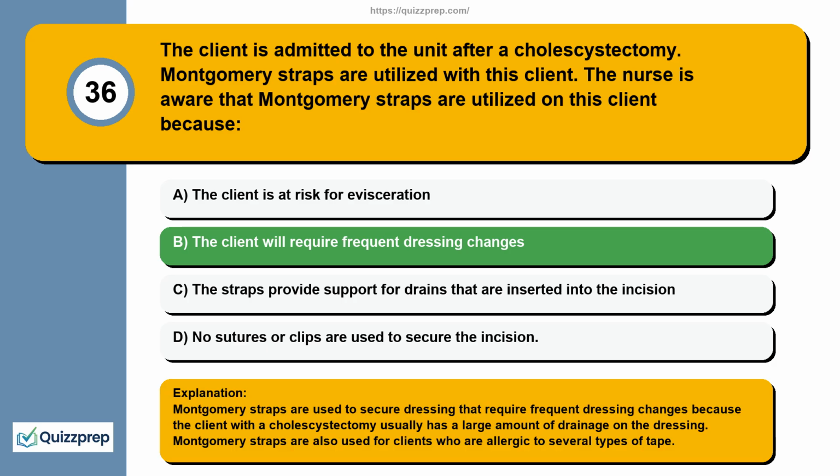Montgomery straps are used to secure dressings that require frequent dressing changes because the client with a cholecystectomy usually has a large amount of drainage on the dressing. Montgomery straps are also used for clients who are allergic to several types of tape.